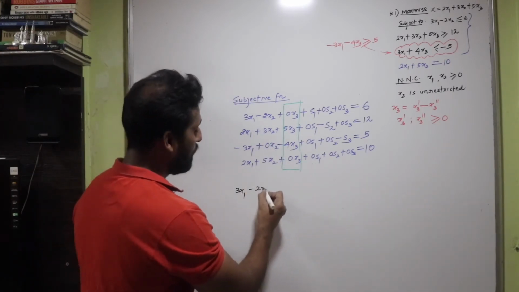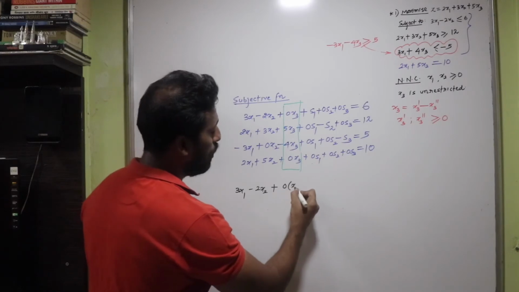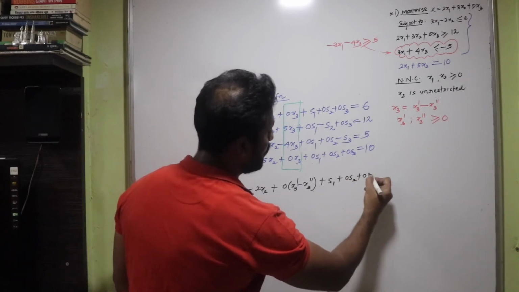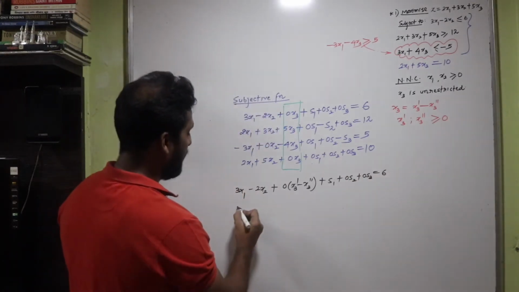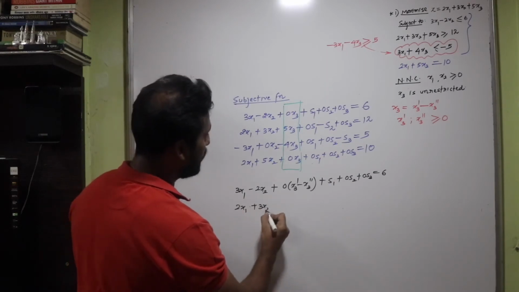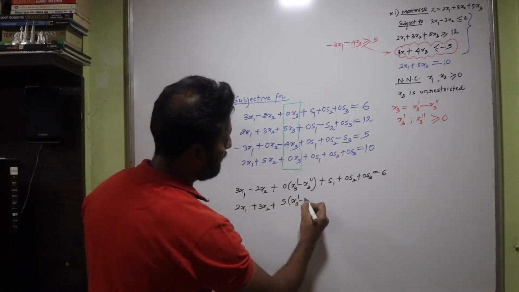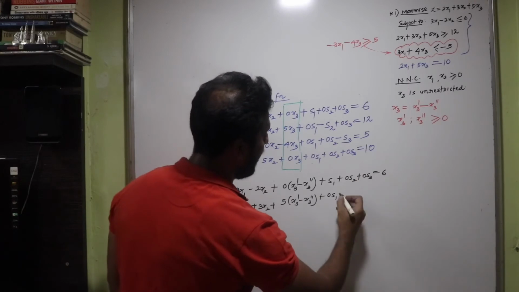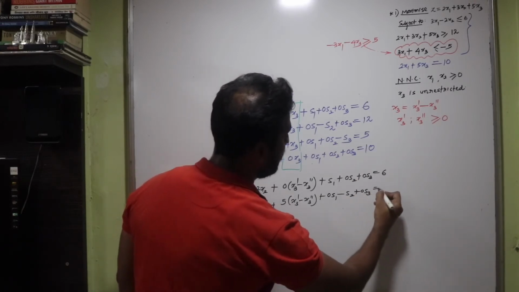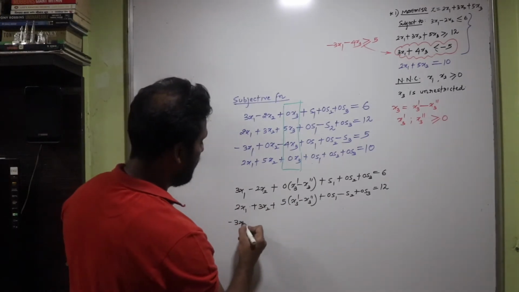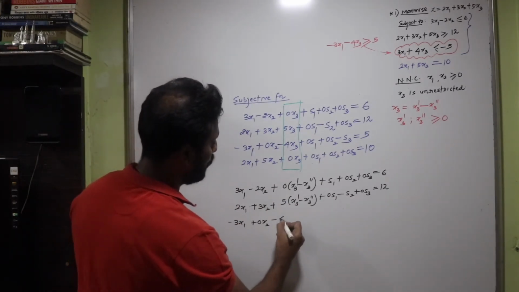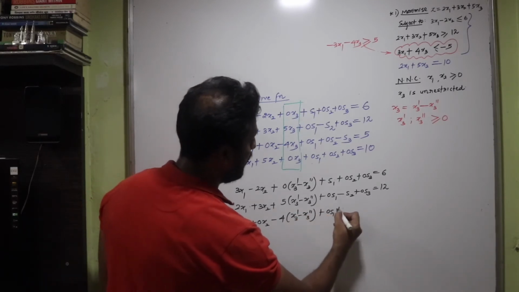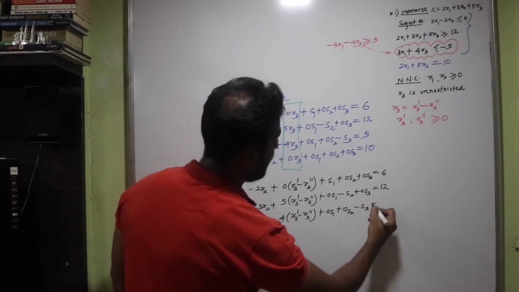So I can write 3x1 minus 2x2 plus 0 x31 minus x32 plus s1 plus 0 s2 plus s3 equal to 6. Then I write 2x1 plus 3x2 plus 5 x31 minus x32 plus 0 s1, then minus s2 plus 0 s3 is equal to 12. Then you write minus 3x1 plus 0 x2 minus 4 x31 minus x32 plus 0 s1 plus 0 s2 minus s3 equal to 5.